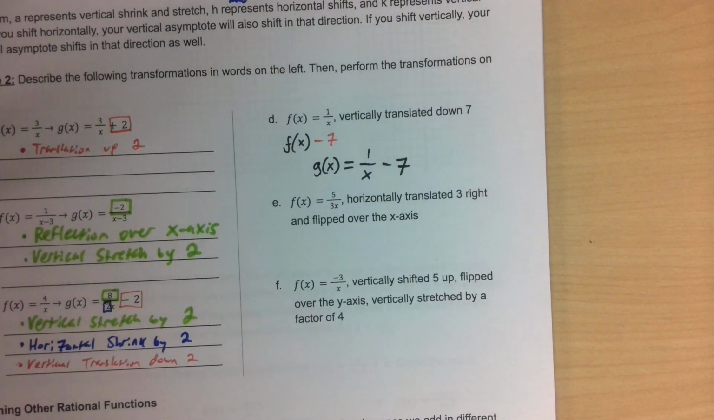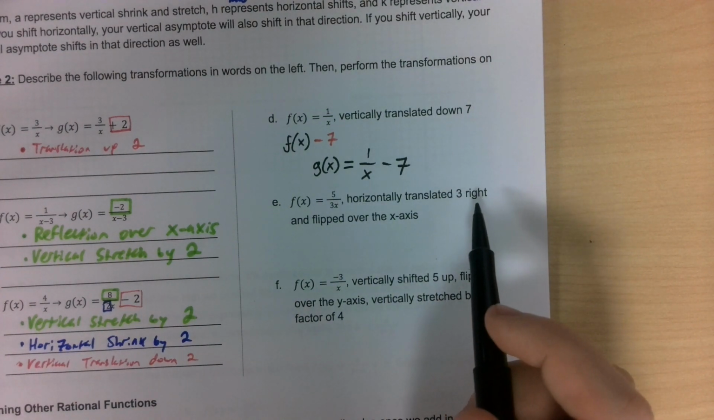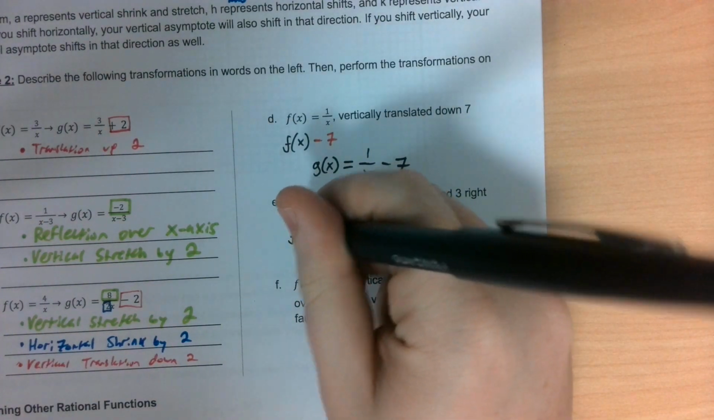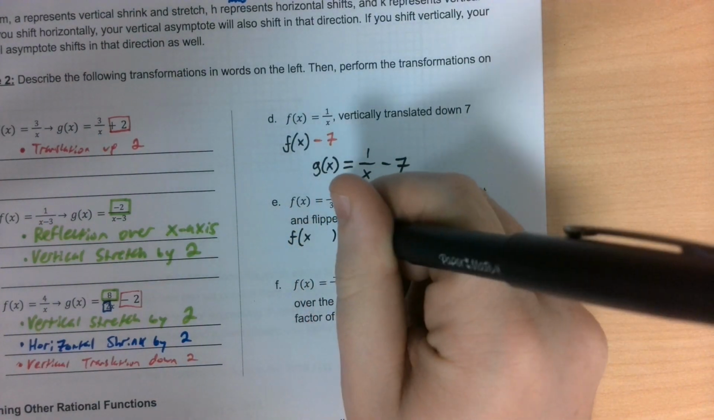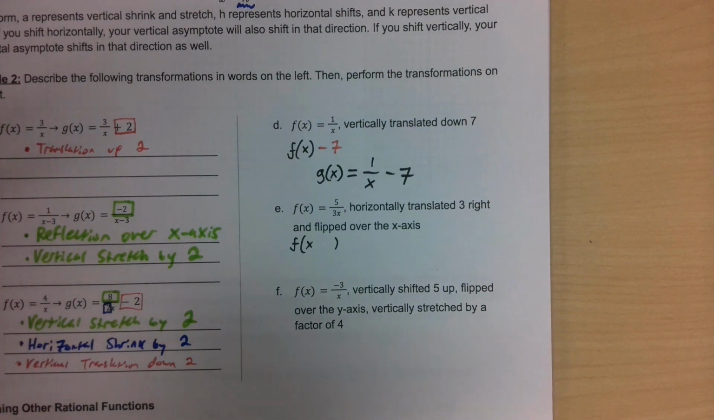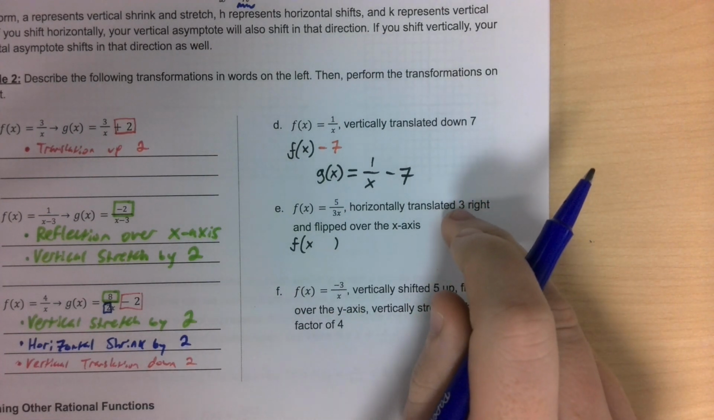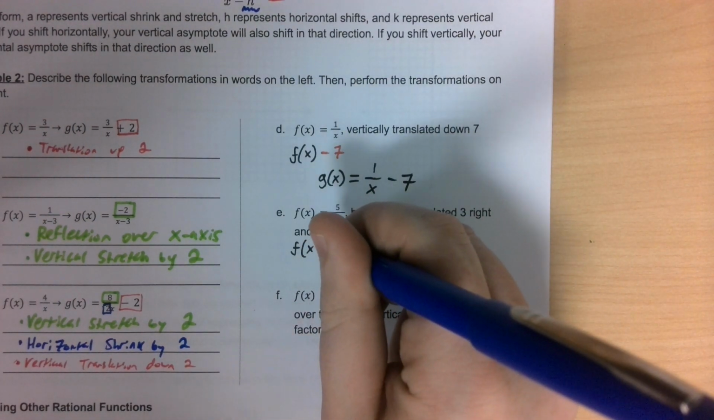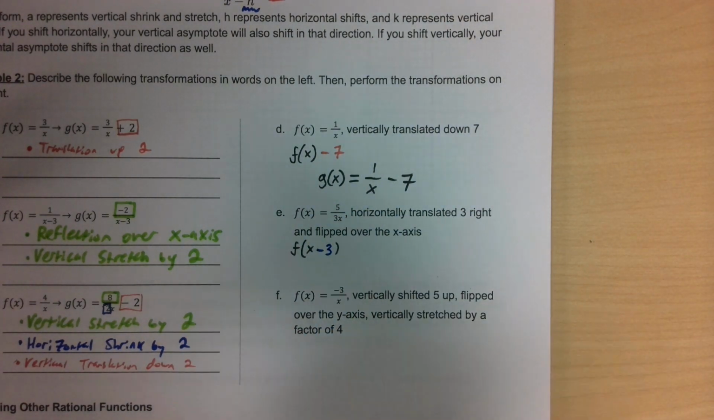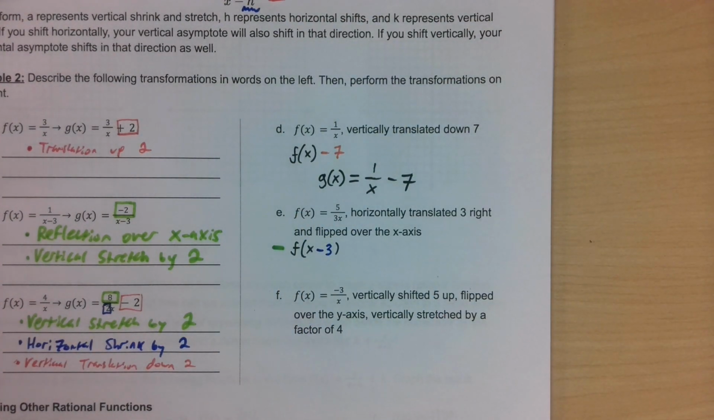Let's look at e. If we want to horizontally translate this 3 units to the right and flip it over the x-axis, there are 2 transformations at play. First things first, to move something to the right any amount, we are going to be subtracting it from our input. So we're going to change all of our x's into x minus 3's. And to flip over the x-axis, we make our output negative. So we turn the whole thing negative.